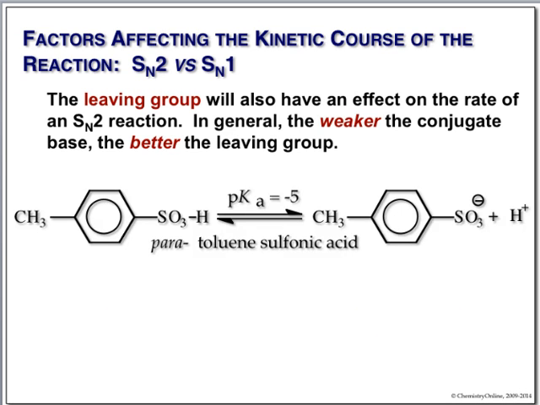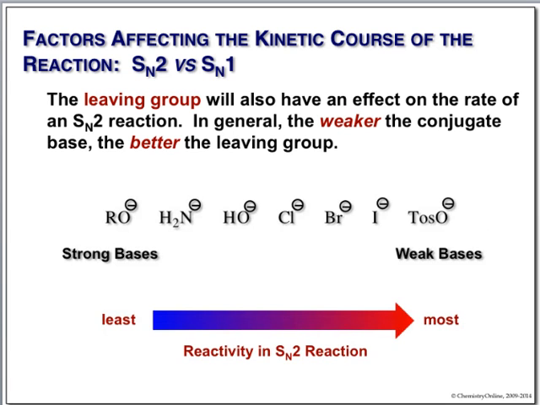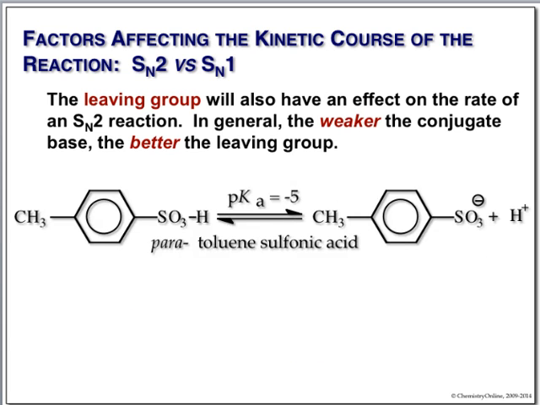Called para-toluene sulfonic acid. You'll learn about that in chapter 13 or 14. But this is a very strong acid. Look at it as an organic equivalent of sulfuric acid. pKa of about -5 to give the sulfonate anion. This is a very classical leaving group. If you want a really, really good SN2 reaction, you will make the tosylate, that's this guy, as your leaving group. Iodide's pretty good, but tosylate is certainly the best.